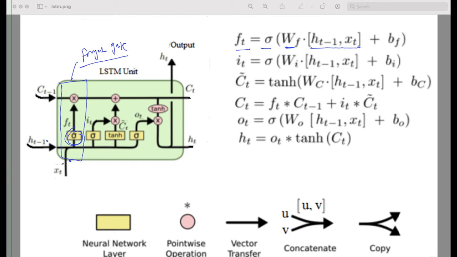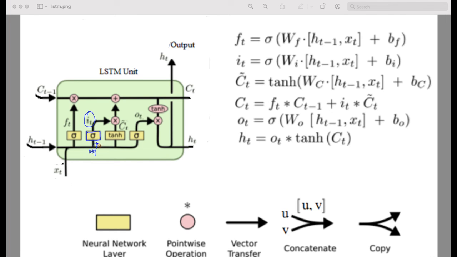Now the next, if you look here, this is IT, the output of this sigmoid unit applied on this. The weight here is called WI. The weight here is WI. The weight here is WI.